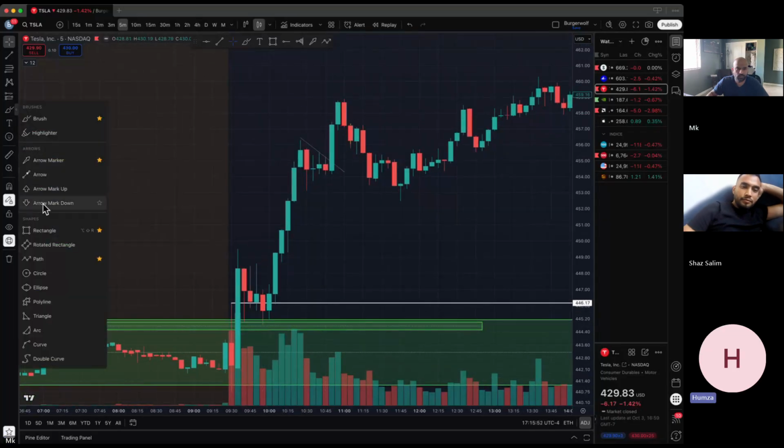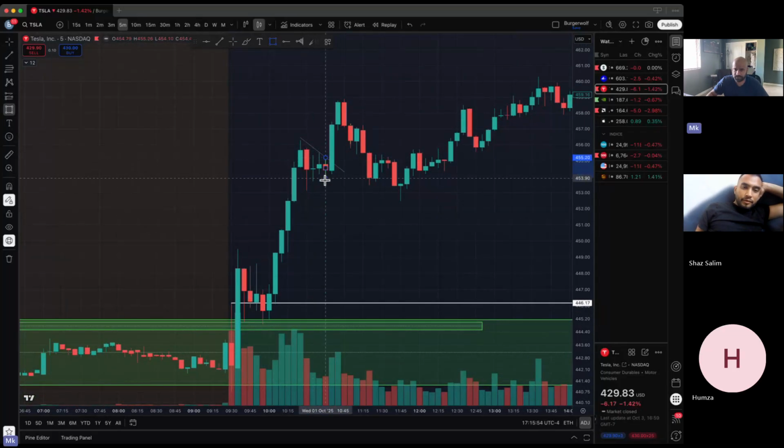That red candle right there. You're saying this? No, the one right before it. Yeah, but look, it probably didn't play out so well here.